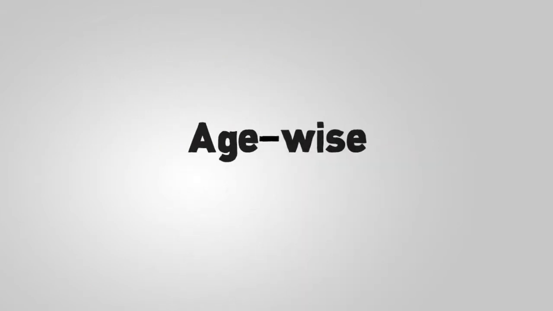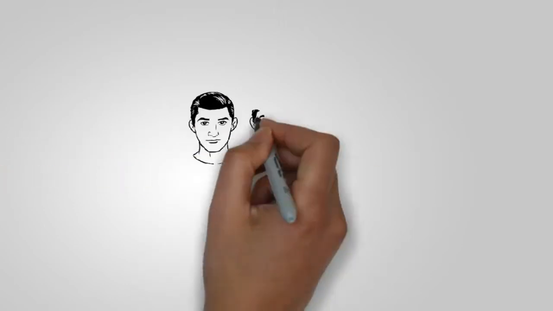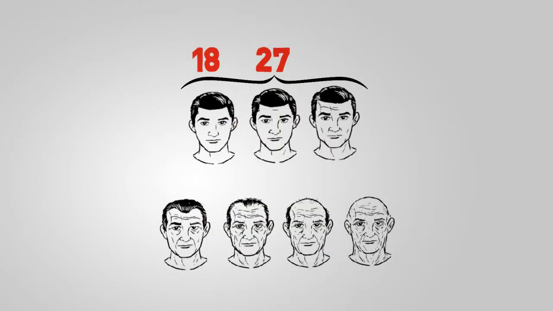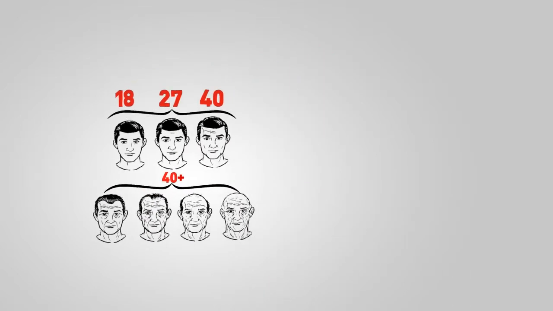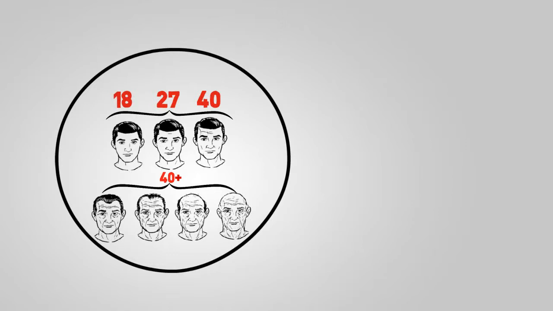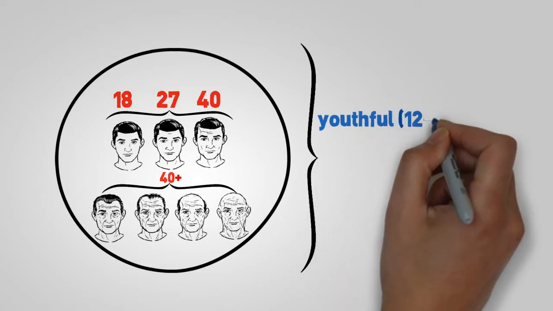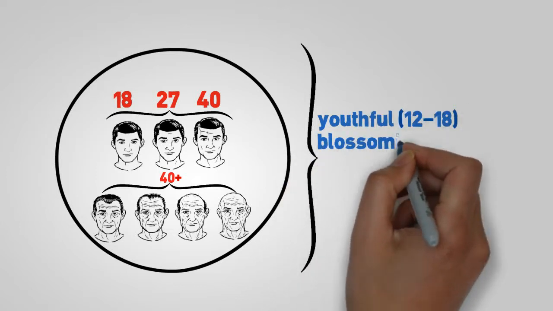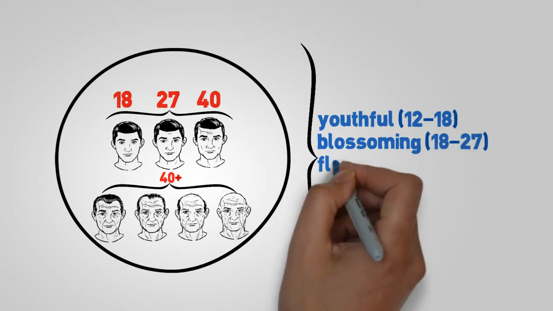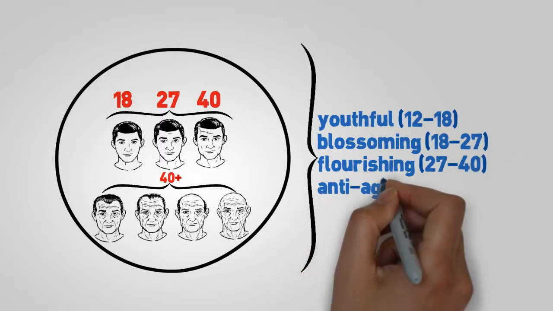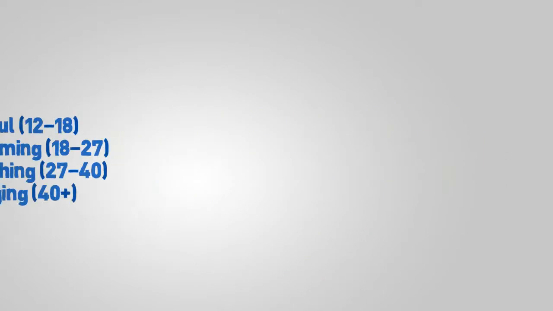Age-wise. For practical purposes, we divide lifetime, as far as skincare is concerned, into the following age groups: 12 to 18, 18 to 27, 27 to 40, and 40 plus. If we had to give a name for each age group in relation to skin's look, the corresponding terms would be youthful, 12 to 18, blossoming, 18 to 27, flourishing, 27 to 40, anti-aging, 40 plus.